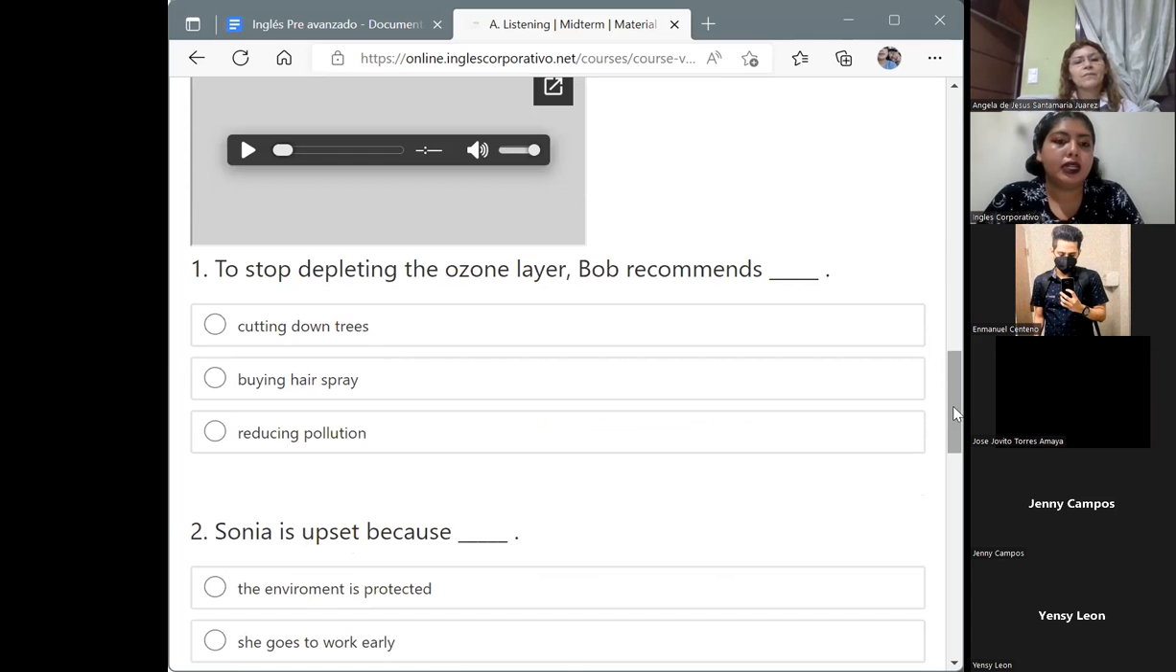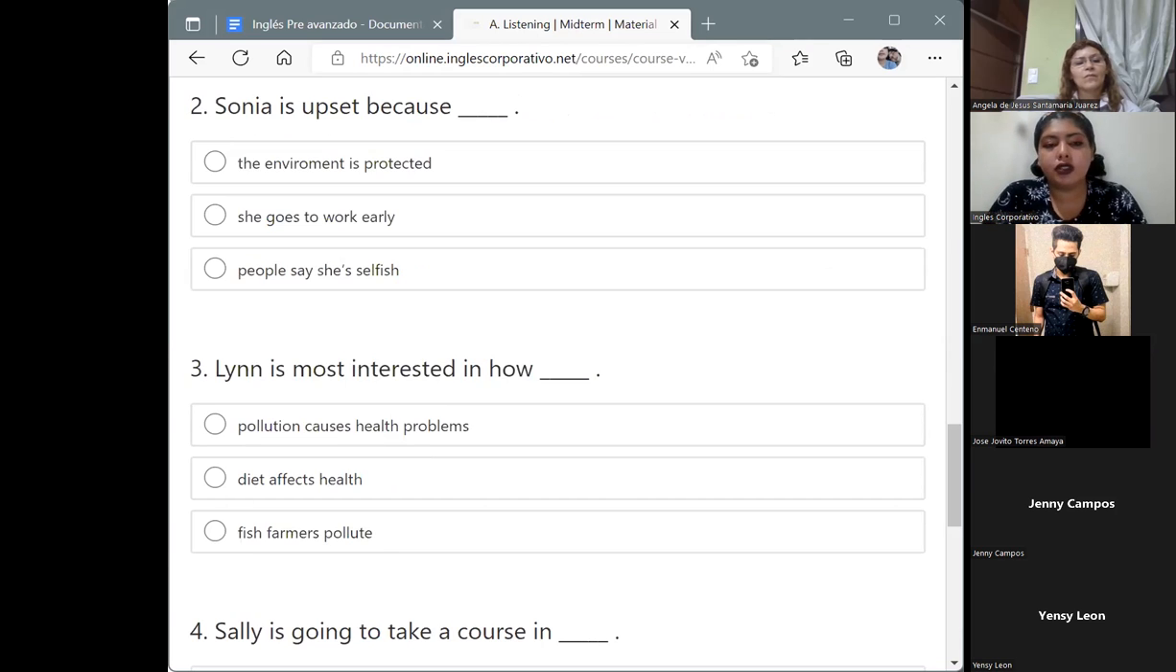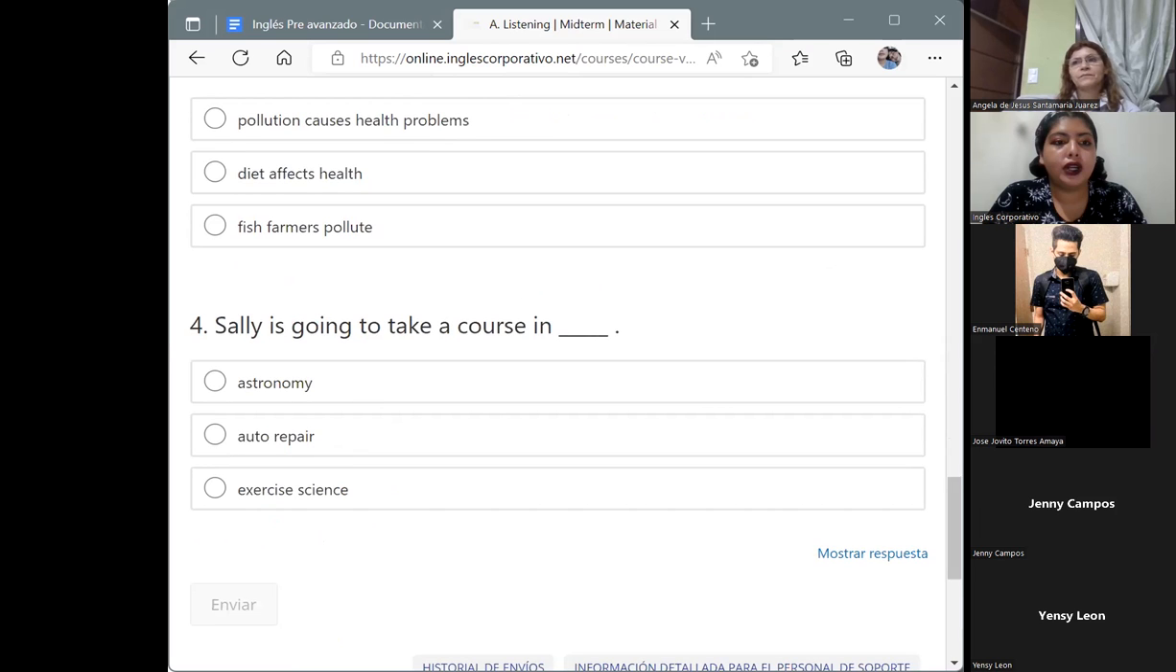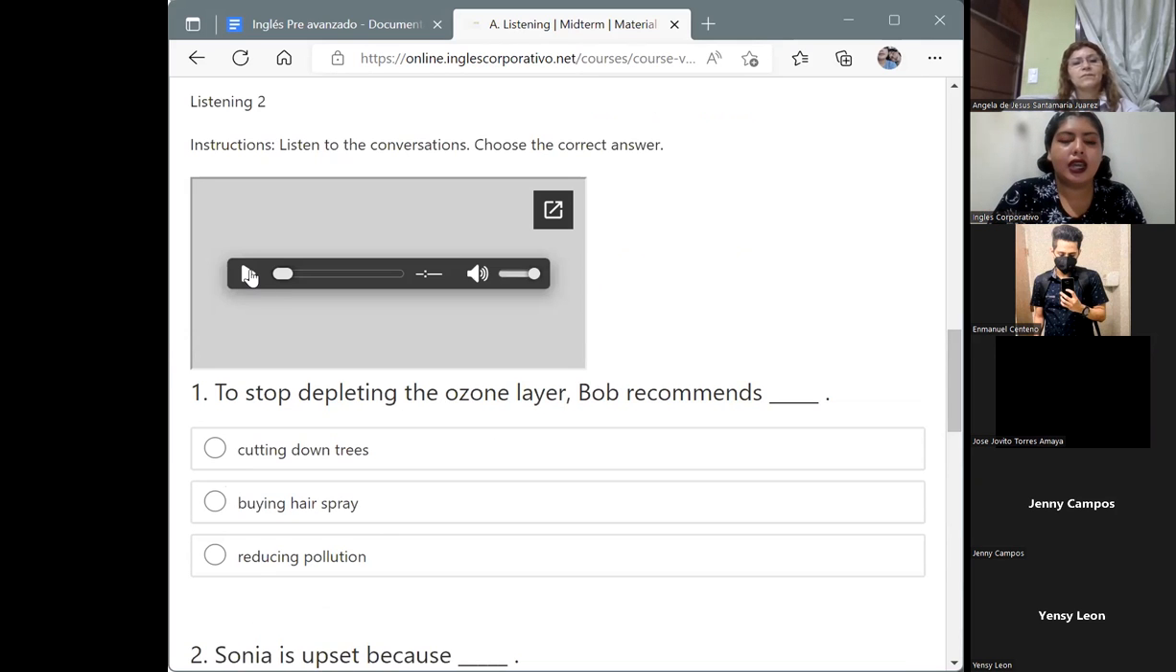To stop depleting the ozone layer, Bob recommends cutting down trees, buying hairspray, or reducing pollution. Sonia is upset because the environment is protected, she goes to work early, or people say she is selfish. Lynn is most interested in how pollution causes health problems, diet affects health, or fish farmers pollute. And number four, Sally is going to take a course in astronomy, auto repair, or exercise science. So let's listen to the information.